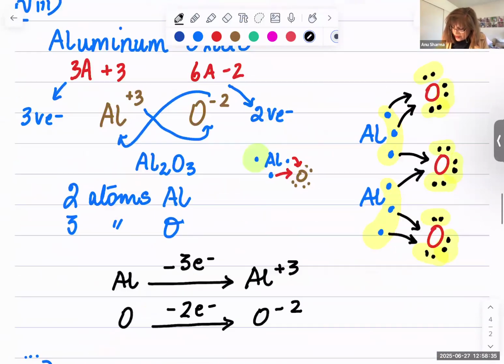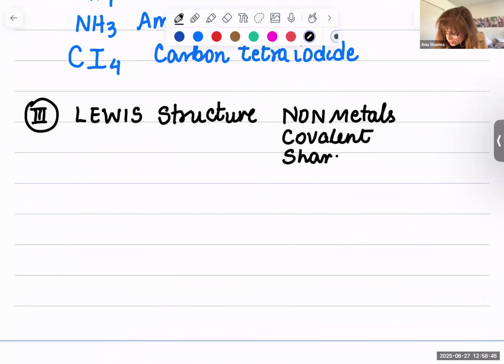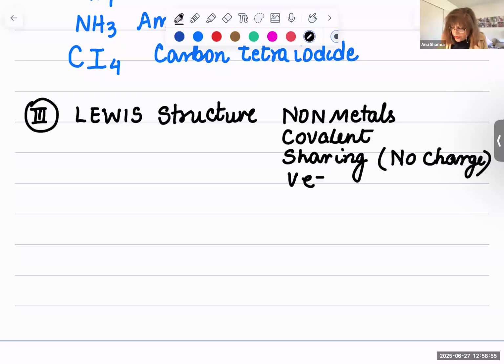Now these are formed by sharing. So these are the covalent compounds, formed by sharing of electrons. So no transfer, no charges. In this case, sharing will not bring any charges. But we do consider the valence electrons. Valence electrons come from the group numbers. So once again, very simple.